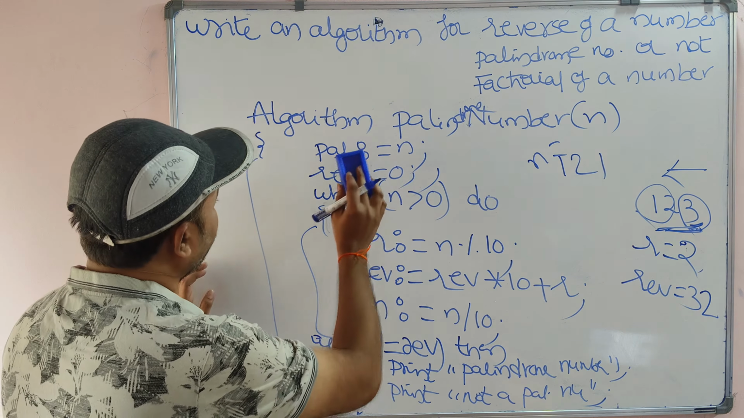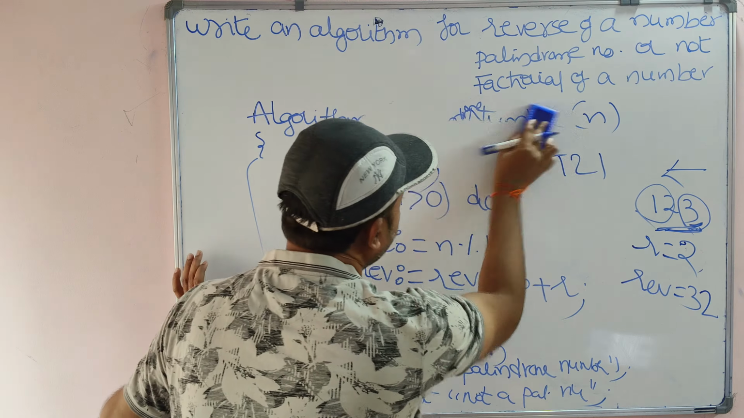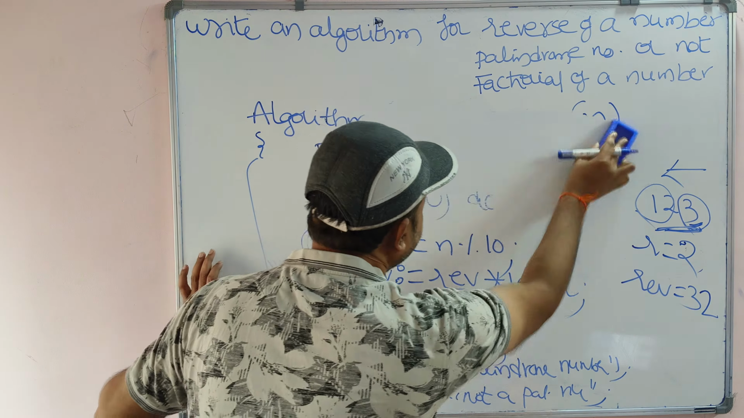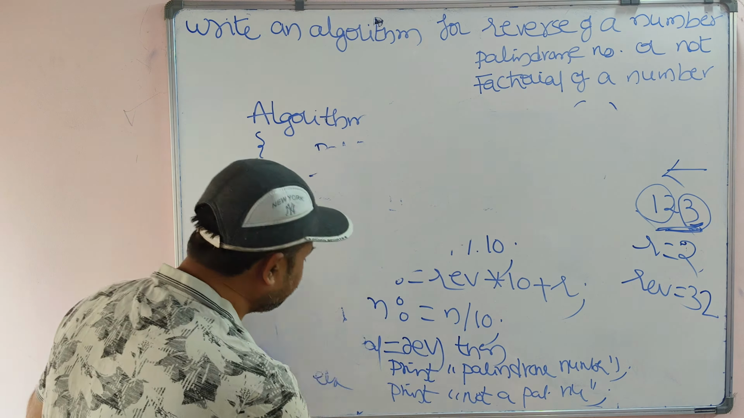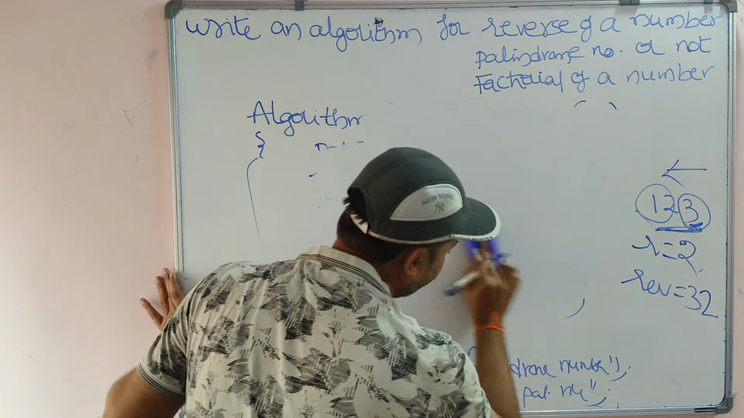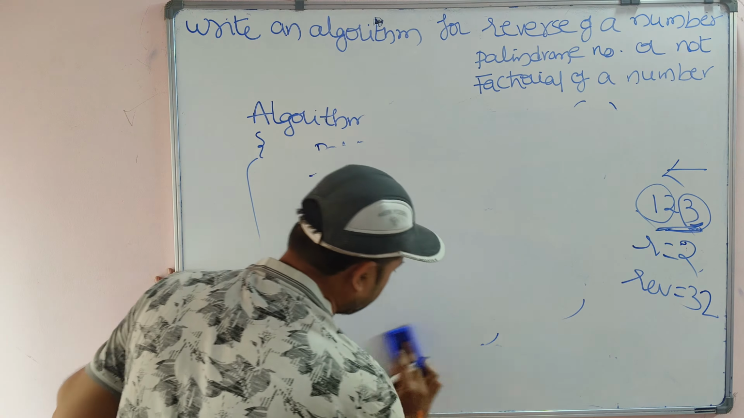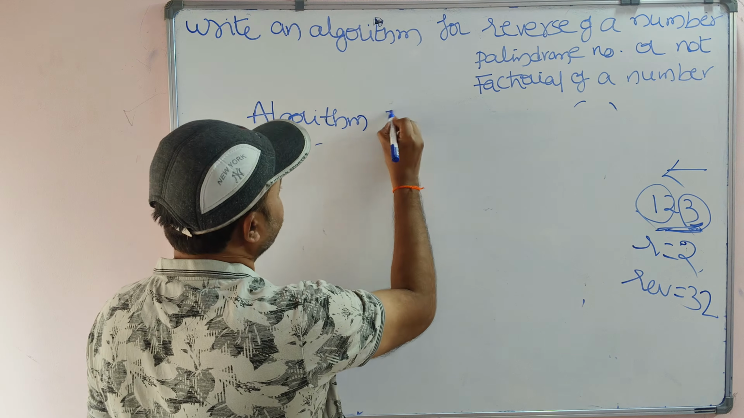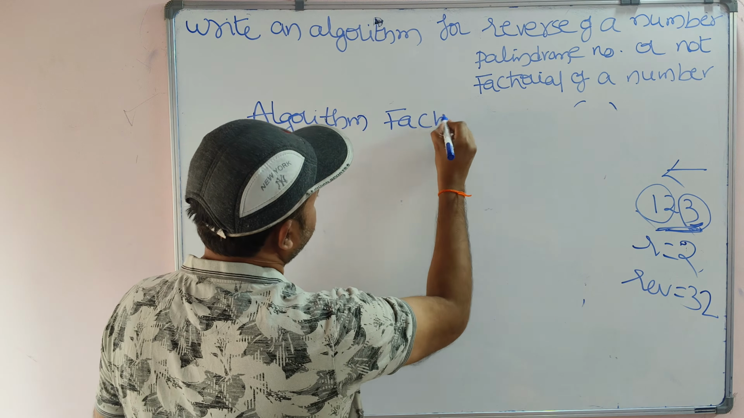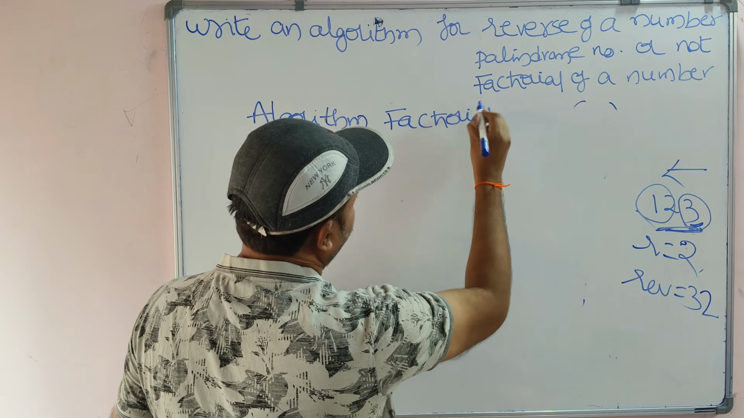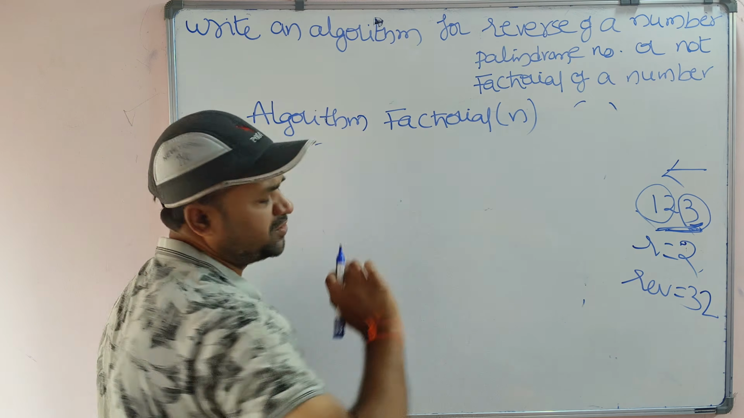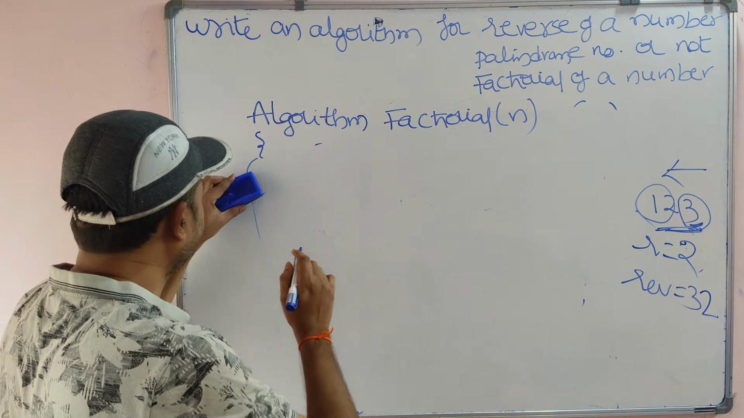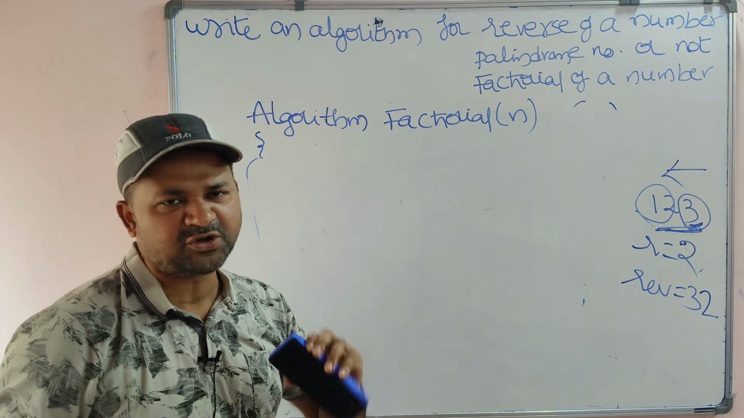Now let's see the last one. What is the last one? Factorial of a given number. So let the number be 5. What is the result of 5 factorial? 120. So for that we have to write the logic. So algorithm. So the name of the algorithm is factorial. Algorithm factorial of n, it accepts a number as the argument. Next, factorial is already given.